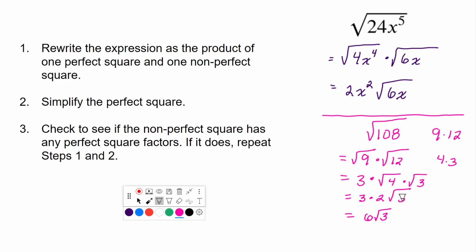So the key to simplifying radicals is to identify a perfect square factor, write that inside one radical, and write the factors that would multiply with the perfect square in a second radical. And simplify the perfect square, double check the other radical. If the other radical can be broken down, then do so. Repeat those steps.